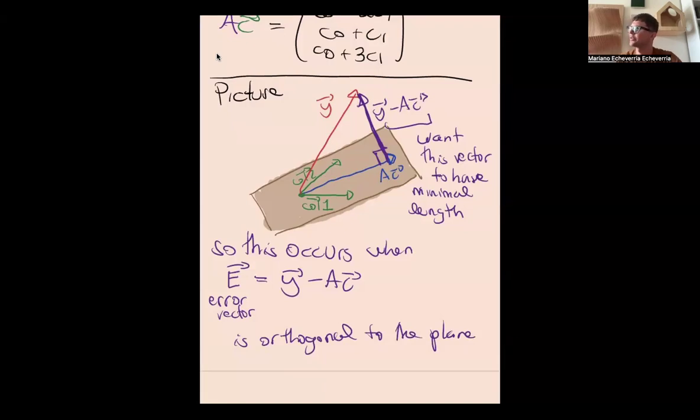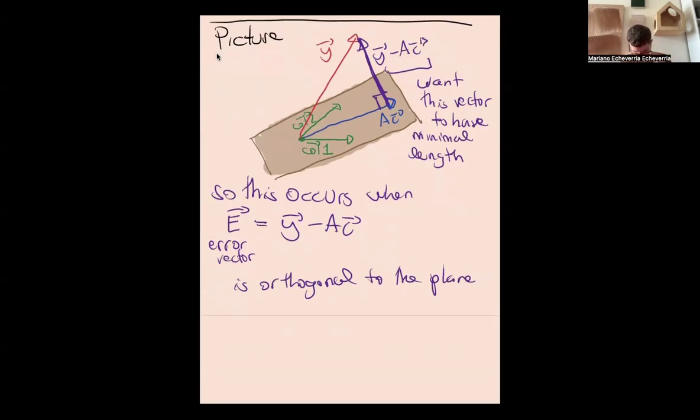So what does it mean for a vector to be perpendicular to a plane? Well, it means that it has to be perpendicular to every vector on the plane, okay? But every vector on this plane is a combination of the columns of the matrix. So basically, what you need is for the error vector to be perpendicular to every column of the matrix A.